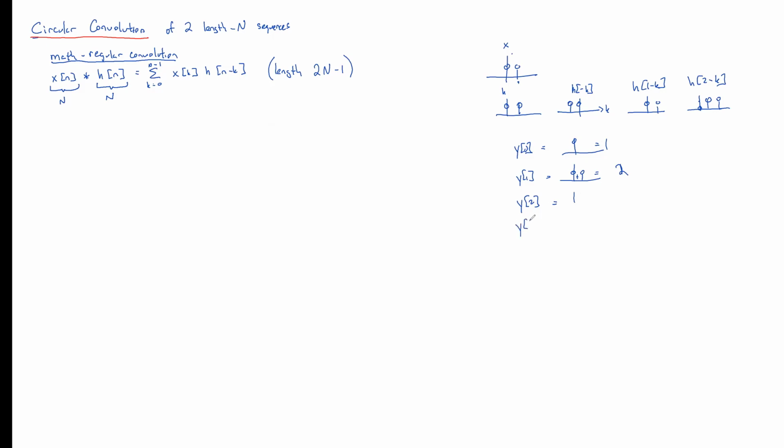And then if we push it still further to the right, we see that there's no overlap at all. When we multiply our x of k by our h of 3 minus k, we see that there's no overlap at all, and so this will be 0 and so on. So our whole y of n looks like 1, 2, 1, and everything else is zeros. And so this is of length 3. And that goes along with what we said over here, that length 2 convolved with length 2 would give us a length of 3.